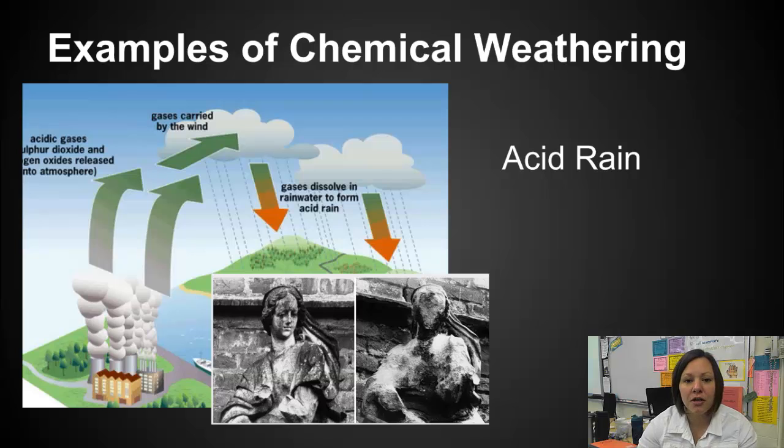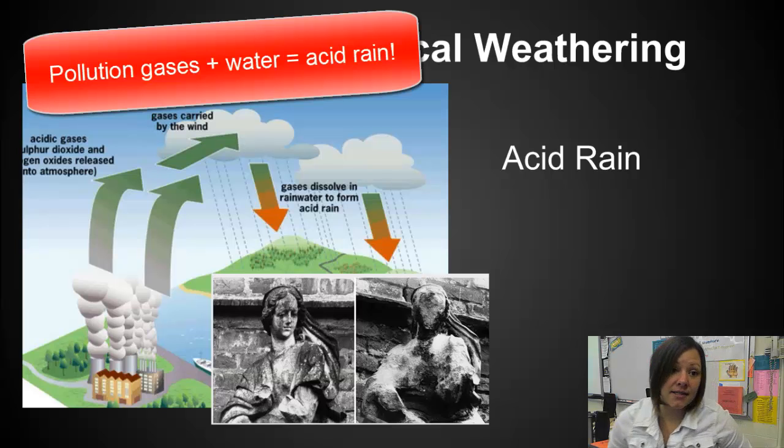I want to make sure we understand how chemical weathering can occur. One way that it can occur is when the gases that are in the air, oftentimes from pollution, we could have different sulfur dioxide gases from a chemical plant. We could have lots of carbon dioxide gases from exhaust. But those gases are oftentimes carried up into the air. And when they combine with water vapor, they start to form into an acid rain.